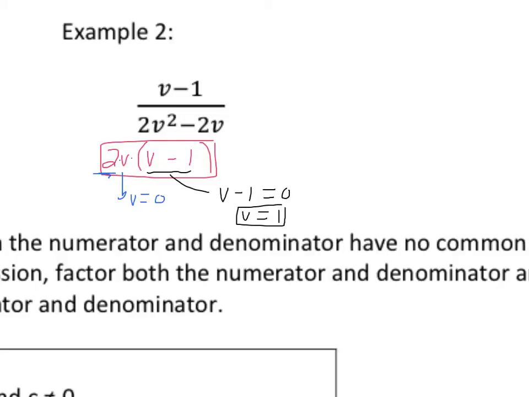So the excluded values in this particular example, in other words, values that if we plugged into the v variable would cause the denominator to be 0, numerator doesn't matter, I would write 0 and 1. Those are both considered excluded values.